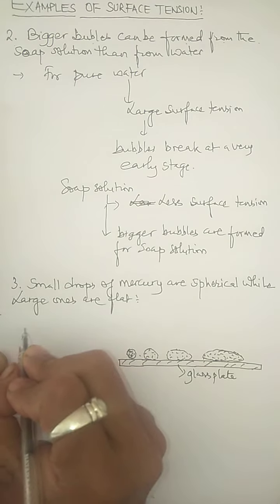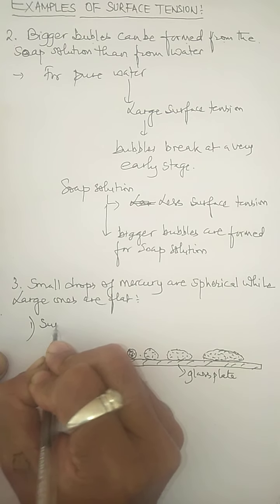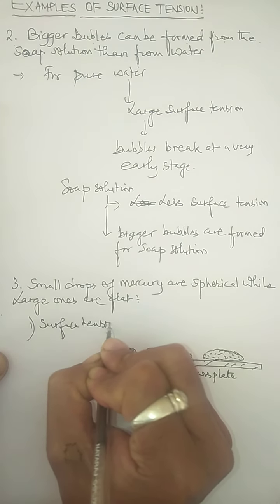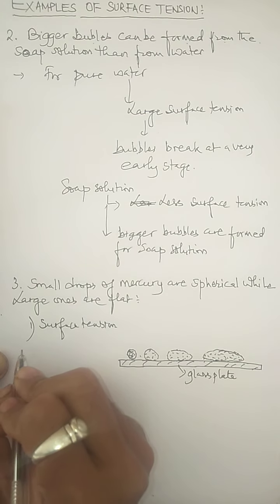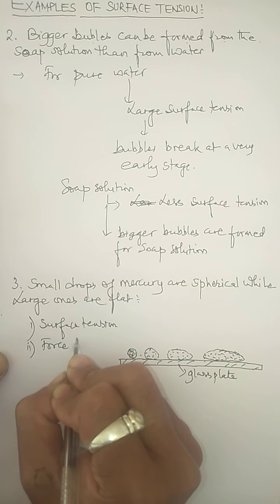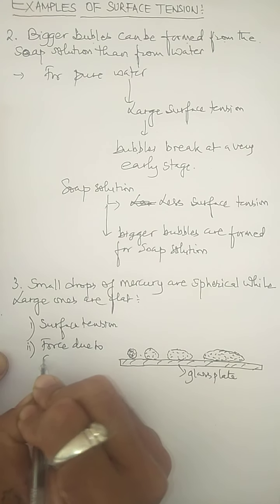The shape of the drop which is formed is governed by 2 forces, and one force is the surface tension, and the next force is the force due to gravity.